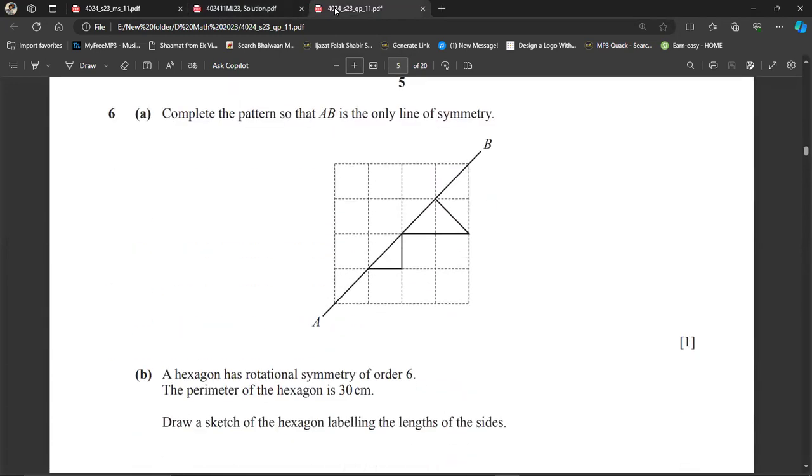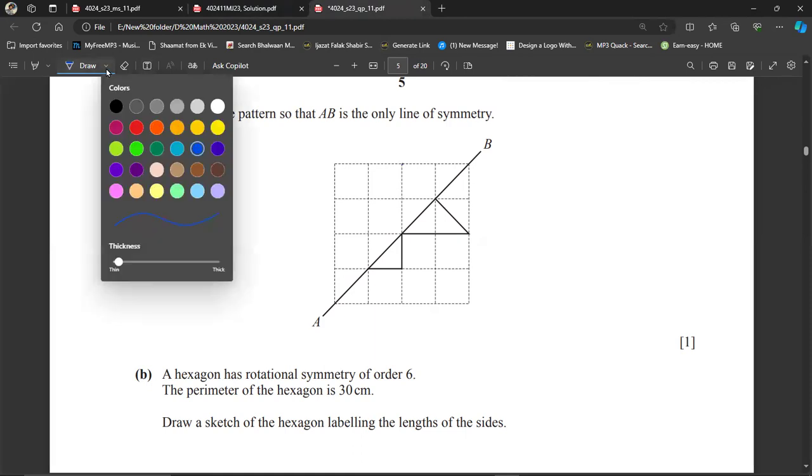Question number 6. It says complete the pattern so that AB is the only line of symmetry. You know, the line of symmetry is like a line of reflection. So if this is the line of reflection, then this point will not have an image because it's an invariant point. It's on the line of reflection. But this point will have its perpendicular distance of one diagonal. So I will put one diagonal.